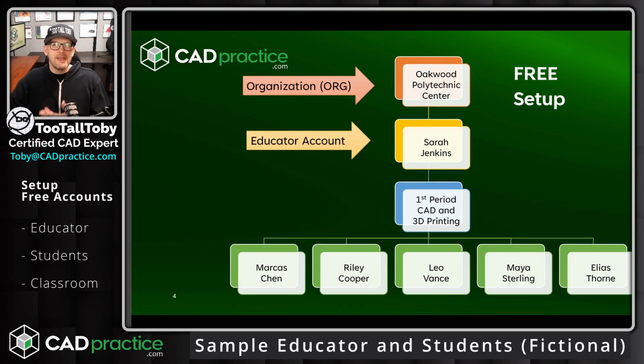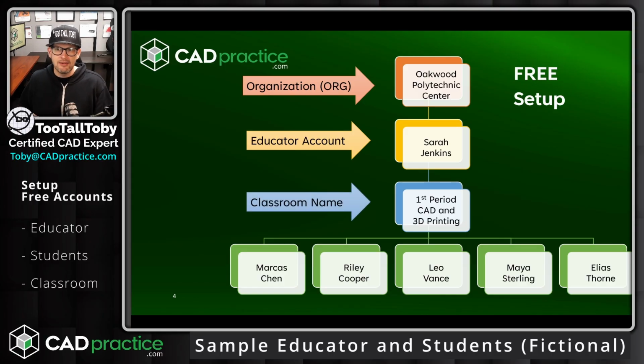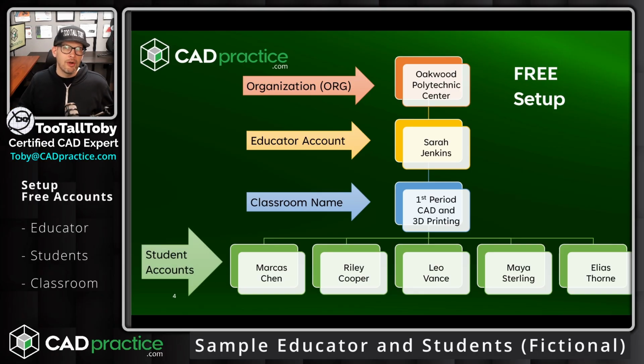After the free account is created, Professor Jenkins is able to create a classroom, first period CAD and 3D printing, and then invite students to that classroom. The students all create their own free accounts, and then use a class code to join Miss Jenkins' class.